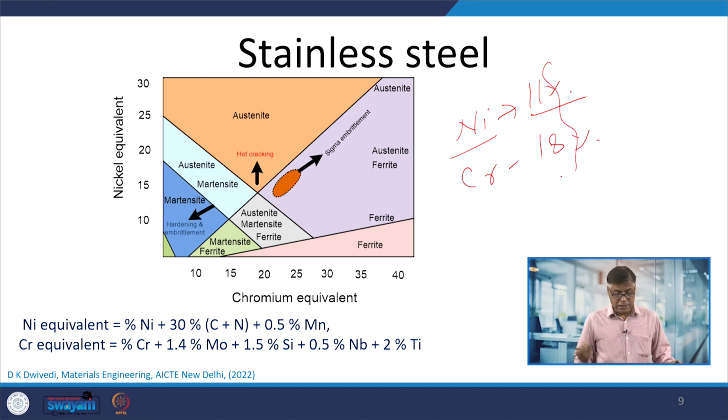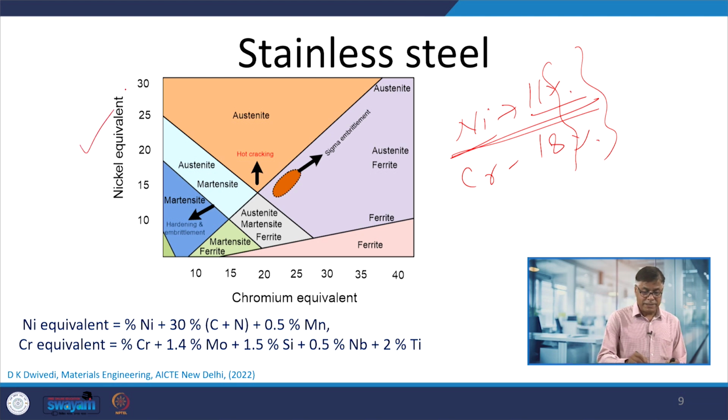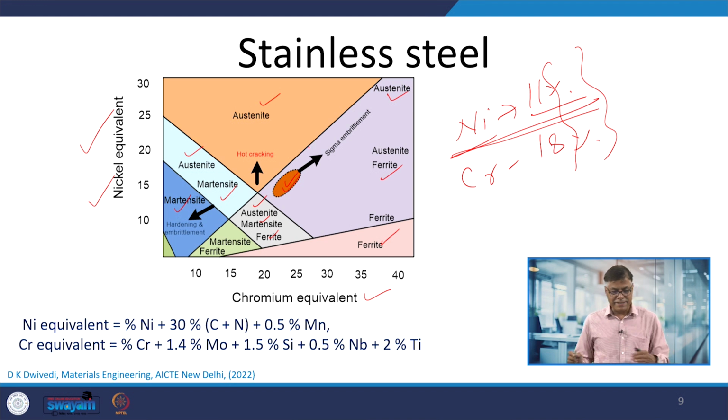These two values will be used to locate a point in this diagram. This is the Schaeffler diagram, which shows the effect of nickel equivalent and chromium equivalent on the formation of the various phases that can be there in stainless steel. It shows multiple zones, such as martensite plus austenite, austenite only, austenite plus ferrite, ferrite, and austenite, ferrite and martensite. And a hard and brittle phase like sigma phase is also formed in the case of high austenitic and high chromium stainless steels basically.